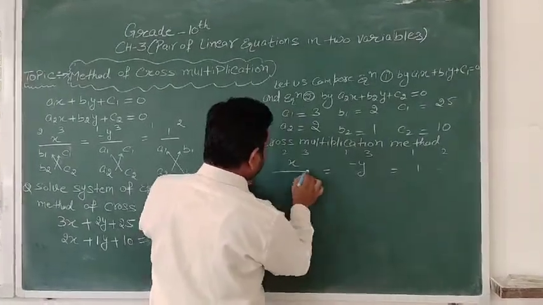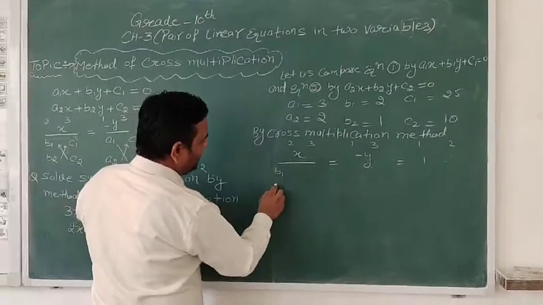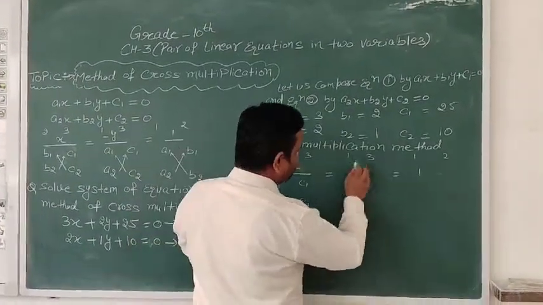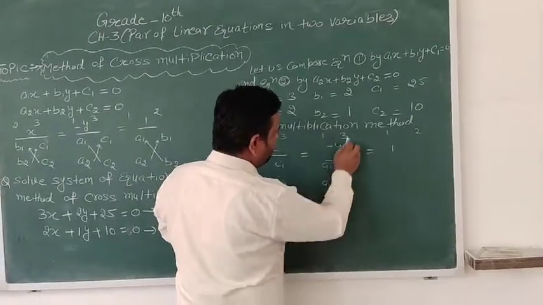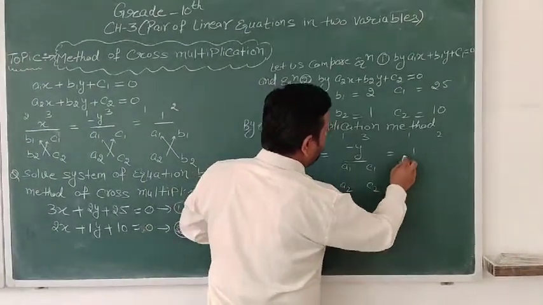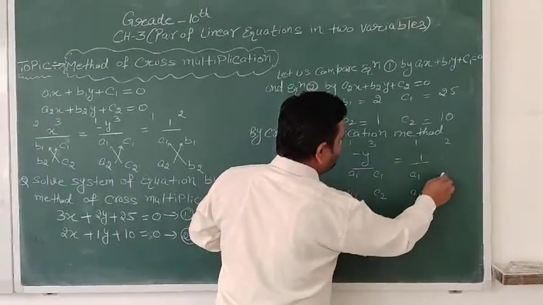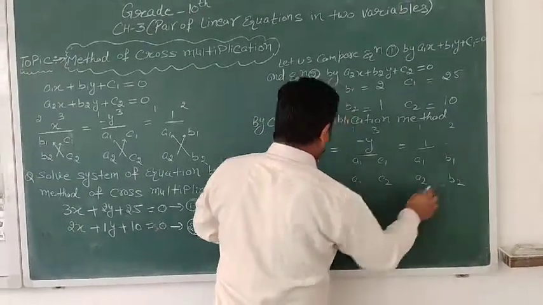So substitute the values. 2 means B1, B2. 3 means C1, C2. And here 1 means A1, A2. 3 means C1, C2. And divide by 1 means A1, A2, and 2 means B1, B2. Now it is easy for you guys.